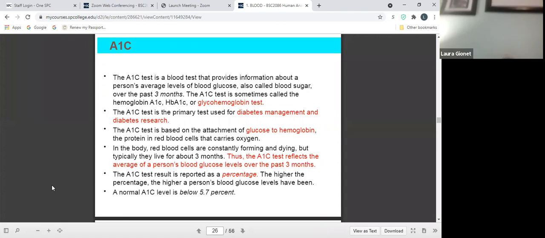They live for about 120 days. For females, it's less. And there are always a few more being brought down the pike, as reticulocytes, about 1.5%, that are going to be maturing to replace those that are dying off. So since cells live about 3 months, then the A1C test reflects the average amount of glucose over the past 3 months. It's reported as a percentage, and a normal A1C is below 5.7%.